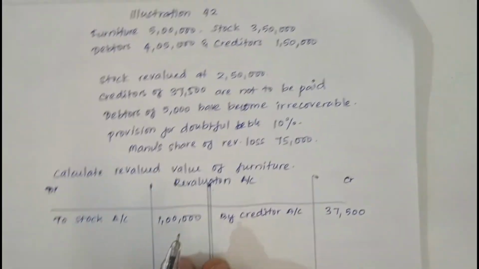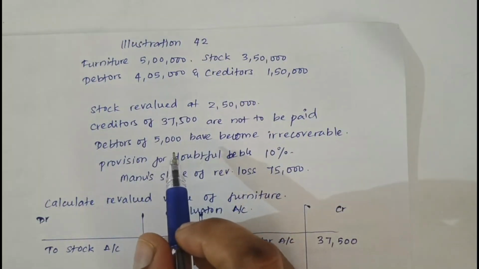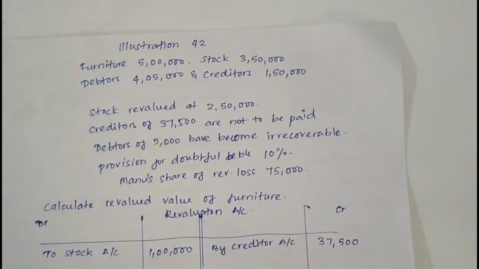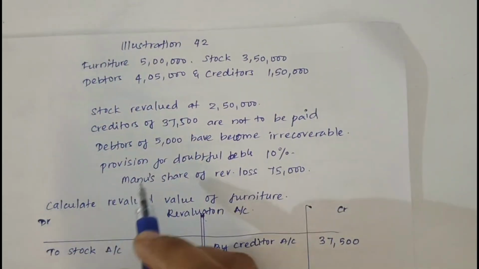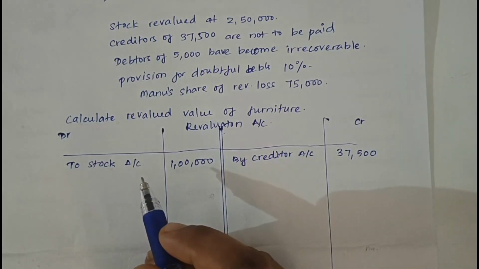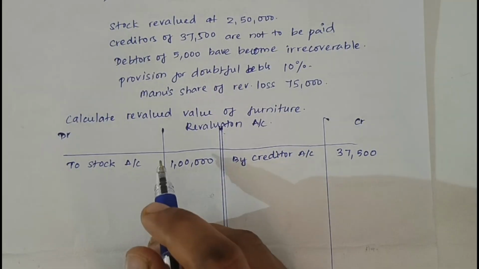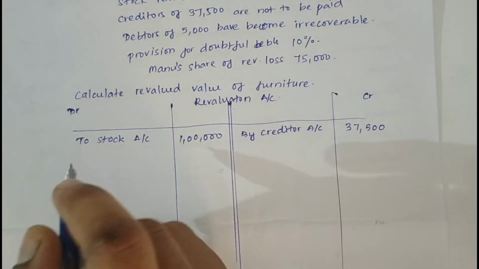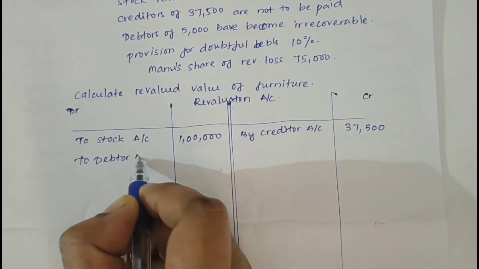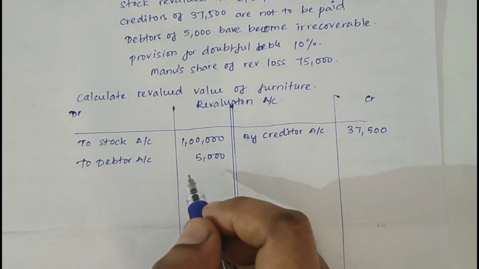The next one is debtors of 5,000 have become irrecoverable, which means debtors are 4,05,000 and from that 5,000 have become bad debts. So it is a decrease in the asset. A decrease in asset is recorded on the debit side of the revaluation account. So in the revaluation account, on the debit side, to debtors 5,000.